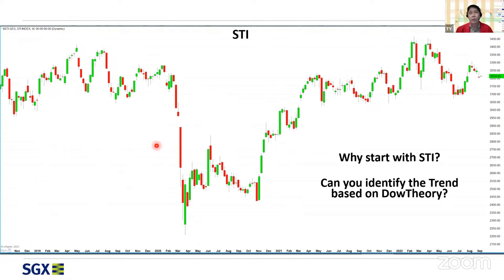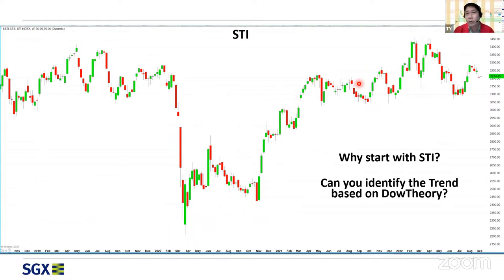The whole year of 2019 is sideway until the COVID brought it down, yeah? And then the rest of the world market actually recovered, but Singapore actually stayed low for about half a year until November. Then it went up again to give you higher low, higher high. It started an uptrend.